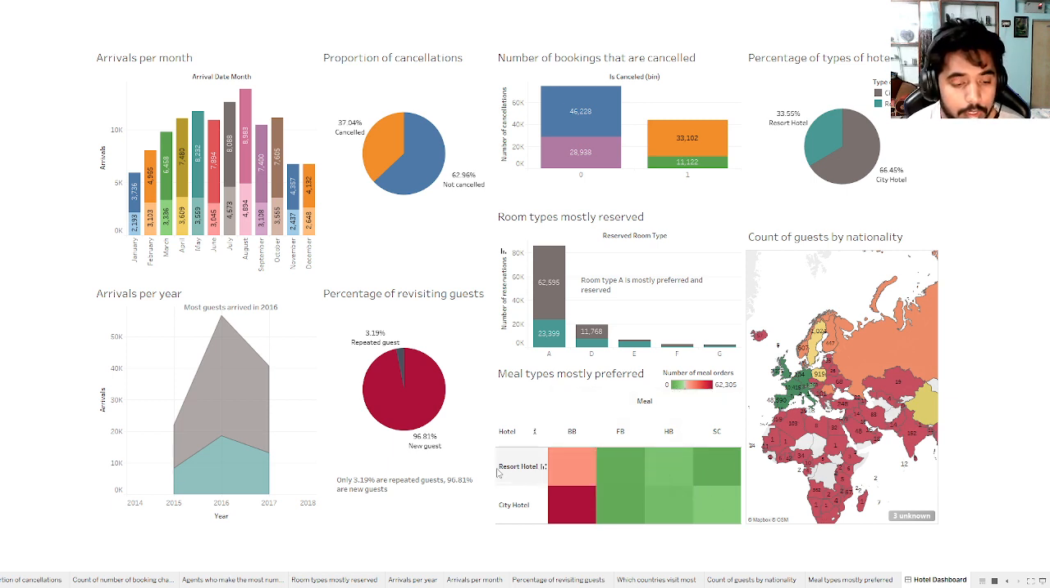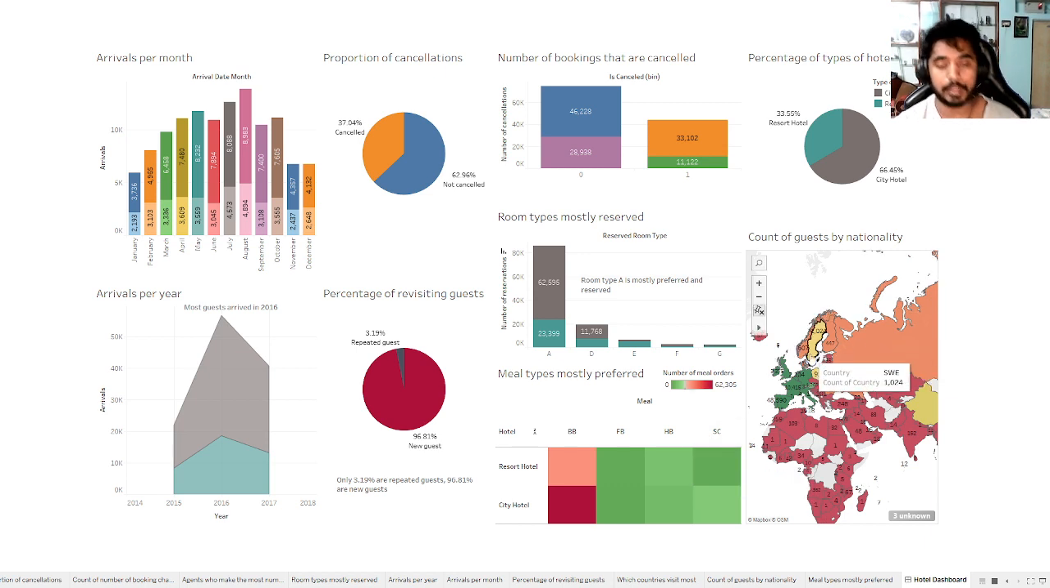So you can see that for resort hotel, bed and breakfast is the most ordered meal type. Resort hotel has around 30,000 of bed and breakfast, and city hotel has around 62,000. Full board, half board, and self catering are lower compared to bed and breakfast. Their color is green, and bed and breakfast is red because its number of meal orders is very high. See, 30,000, 60,000, but here it is only 44, 754, 8,000, 6,000, like that.